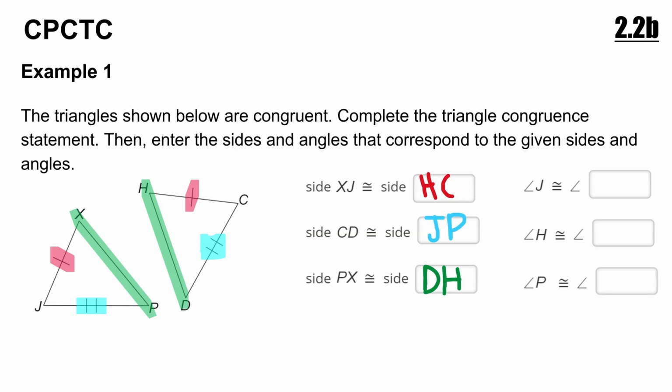As for the angles, it may be helpful to draw arrows across from a given angle to determine which side is opposite. In this case, angle J is located across from the green highlighted line, and across from the green highlighted line in the other triangle is angle C. So angle J corresponds to angle C. You can repeat this for the other angles. Angle H corresponds to angle X, and angle P corresponds to angle D.